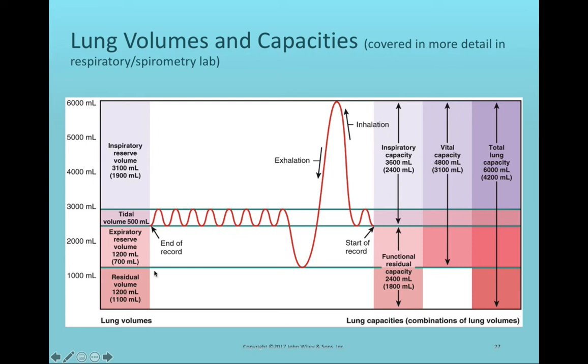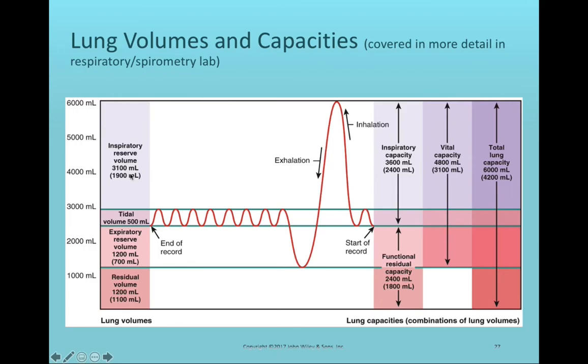Now we'll also have an expiratory reserve volume, which is just on the other side of the tidal volume. Past the tidal expiration, there is still an amount of air that we can exhale from the lungs. This extra amount of volume that is reserved for expiration is our expiratory reserve volume. Males will generally have an ERV of 1,200 milliliters, and females will generally have an ERV of 700 milliliters.